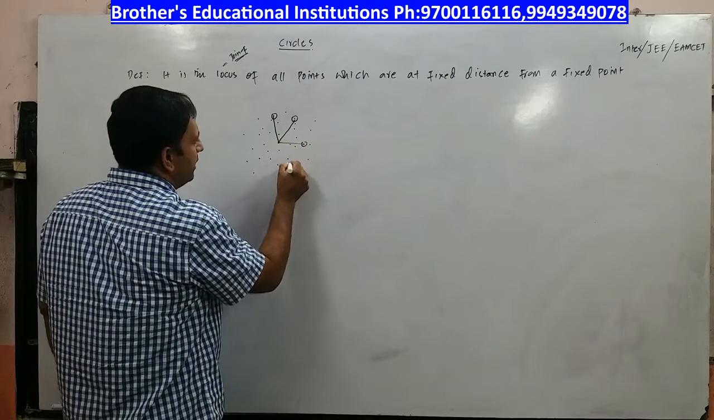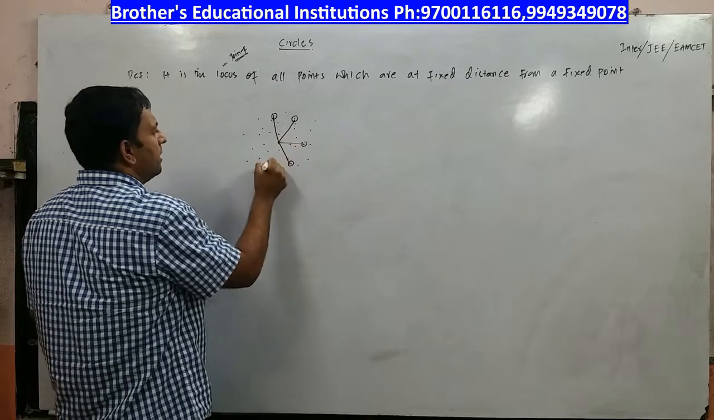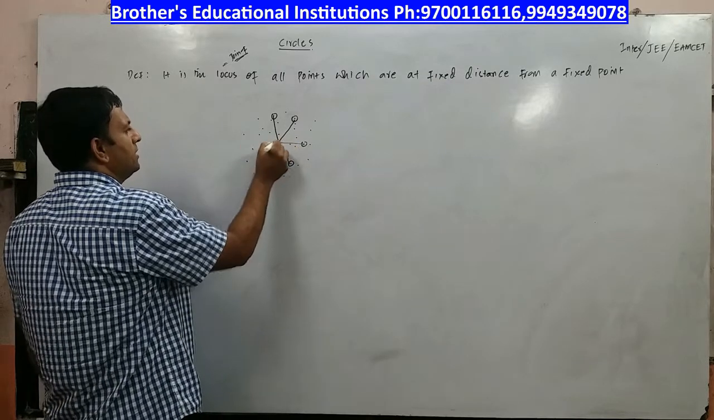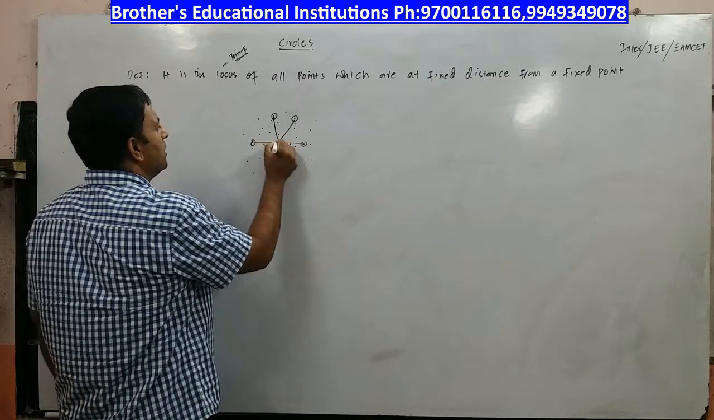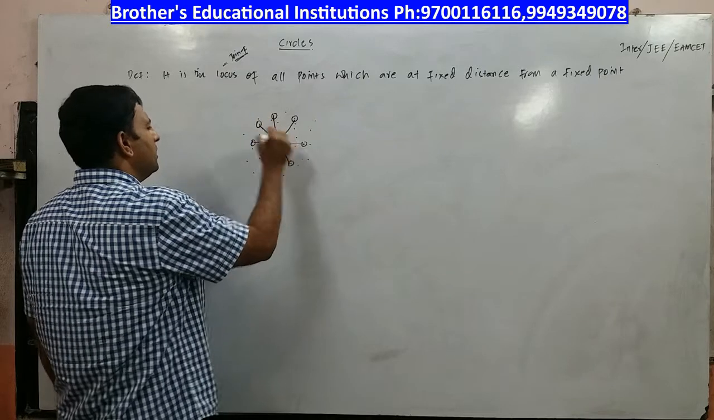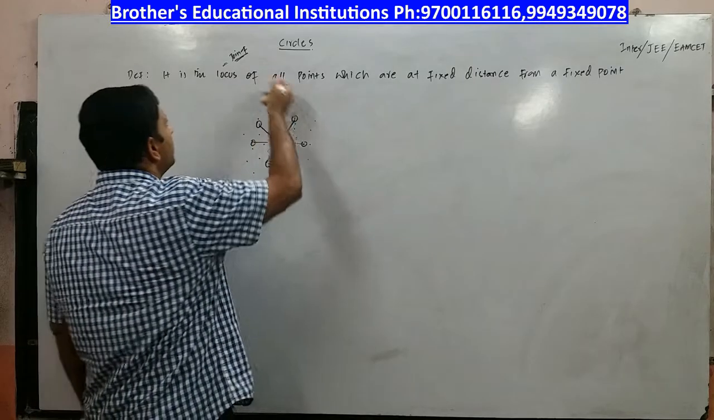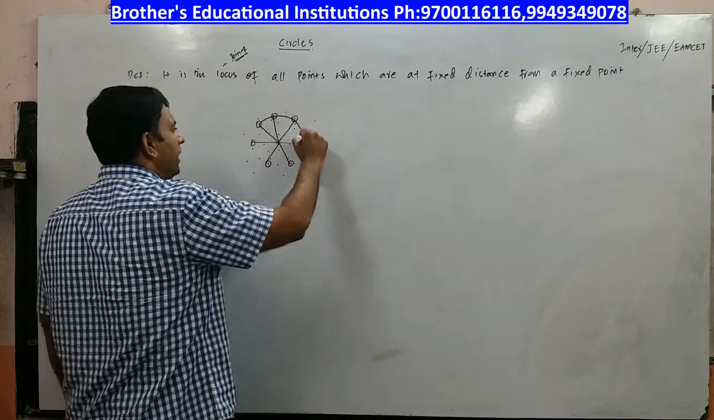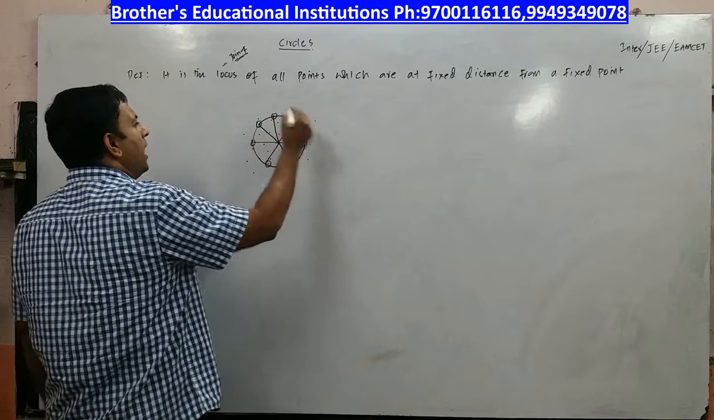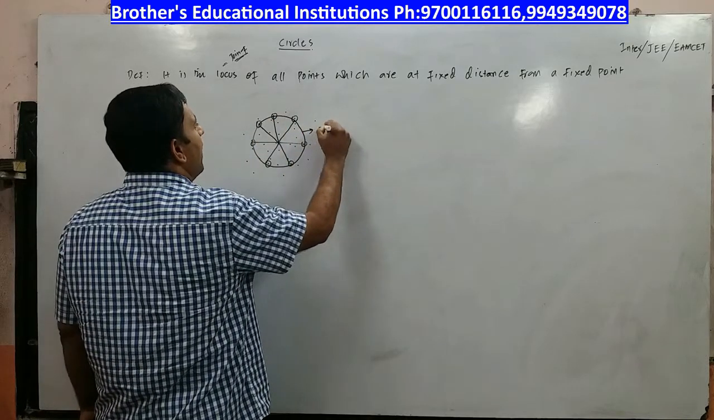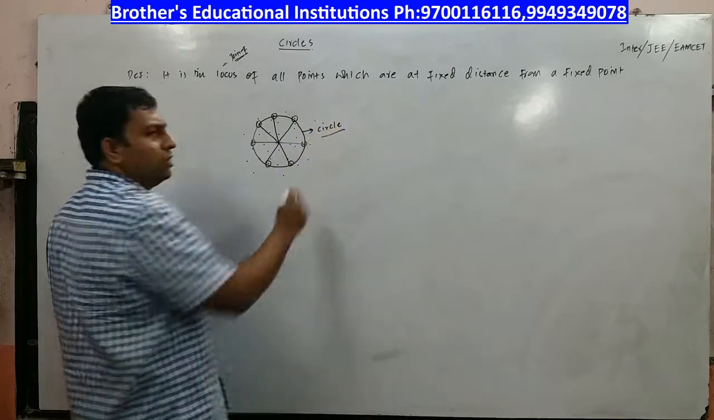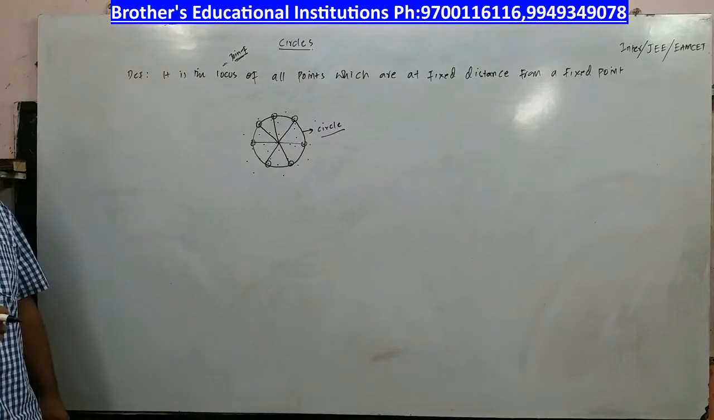From this distance, any point available, I will take that point. I will mark this point because it is at this distance. Once you mark these points, and locus is nothing but join, when you join them, the geometrical figure you get, you call that geometrical figure a circle.